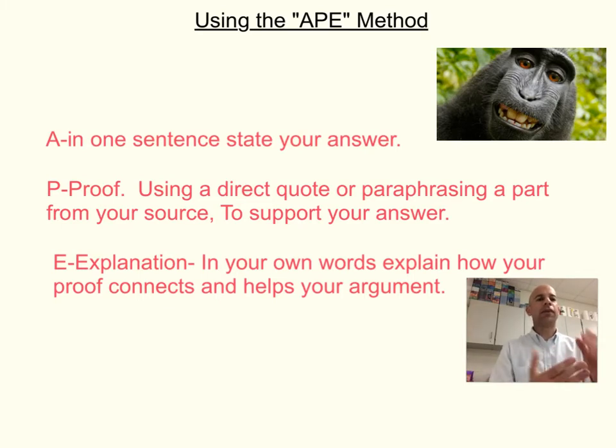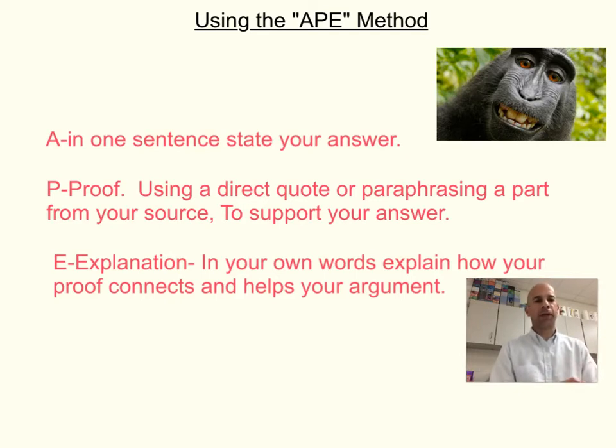Now the P stands for proof. This is where you're going to take a direct quote, or you're going to paraphrase, which means that you're going to put it in your own words, apart from your source in order to support your answer. So for example, you can take a direct line from the videos that you were watching today. If you don't want to take a direct line, you can paraphrase that part from the movie and put it into your answer. Don't worry, I'm going to show you an example in a minute.